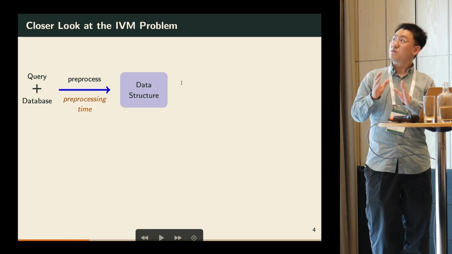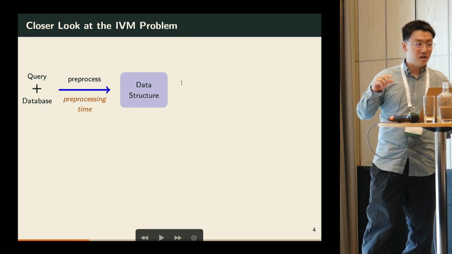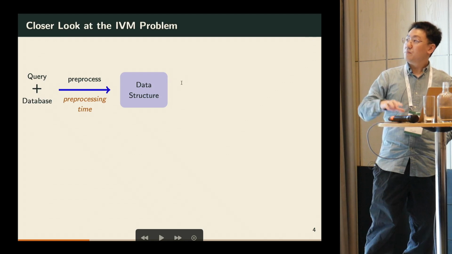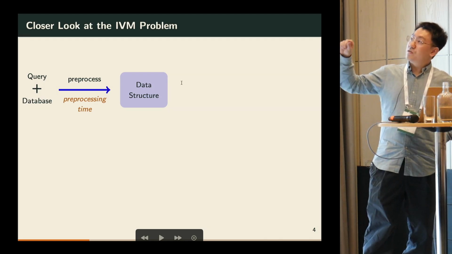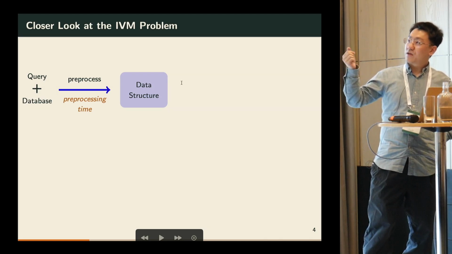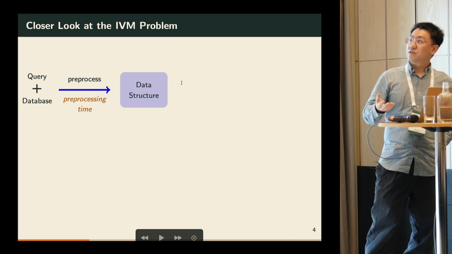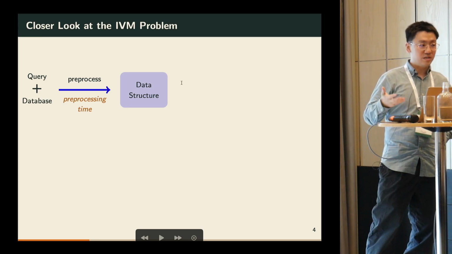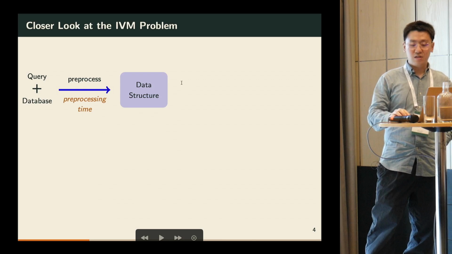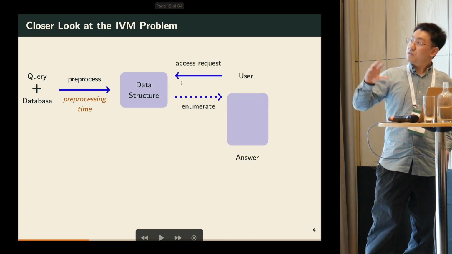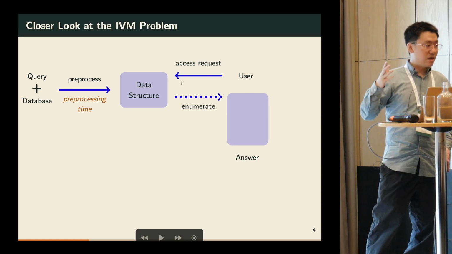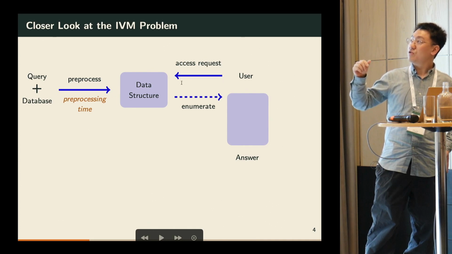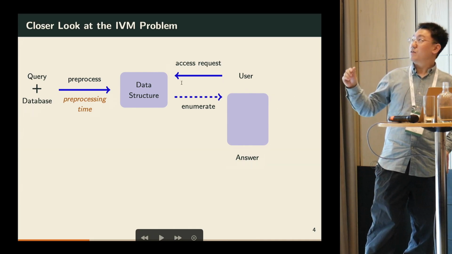So let's take a closer look at the IVM problem to understand the different complexities we are interested in. So assume we are given a query and a database. We have this pre-processing step, in which we use this time to compute some data structure that represents the output. This data structure does not have to be exactly the fully materialized result, but it should allow us to enumerate the result efficiently.